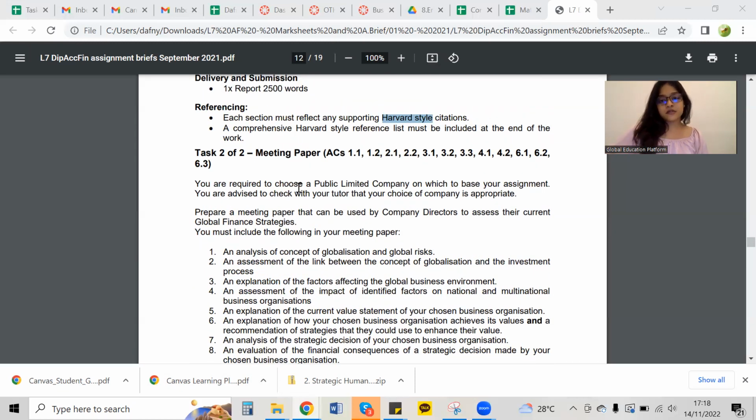And here it's a different section, right? So it's not related to the initial case study. So you are required to choose a public limited company on which to base your assignment. So you choose that and you provide a brief introduction of the organization that you have chosen. And you are advised to check with your tutor that your choice of company is appropriate. So please do check on that, because they might have a set of companies listed as well. Prepare a meeting paper that can be used by company directors to assess their current global finance strategies.